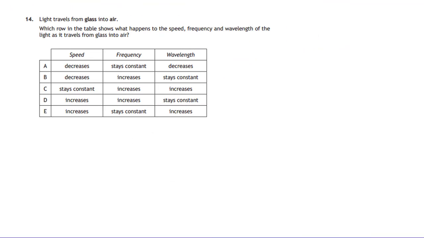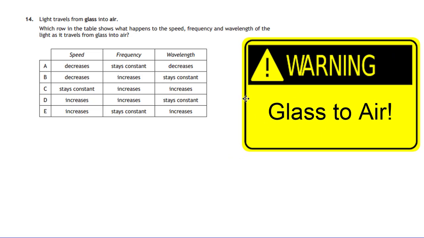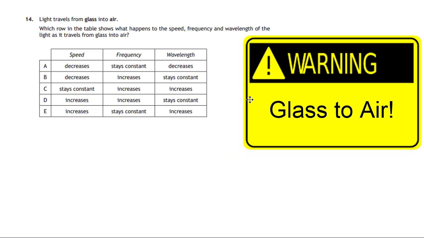Question 14 of the 2016 Higher multiple choice paper is one to do with refraction of light. It says light travels from glass to air. I'm going to issue a warning here because usually it's always from air to glass. So be careful. It says light travels from glass to air.